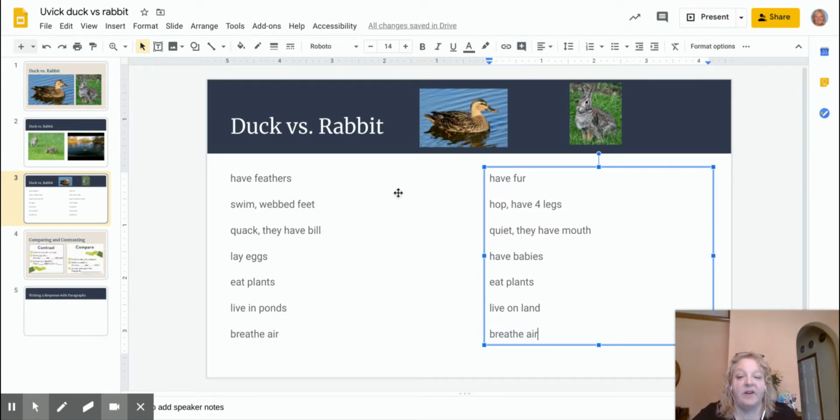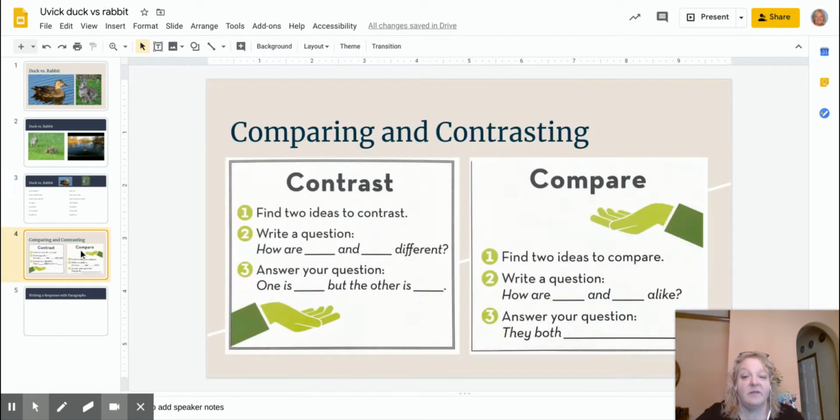So if we look at our characteristics of ducks and rabbits, we can see already that some are the same. They both eat plants. They both breathe air. Some are very different. Rabbits hop. Ducks swim. Ducks quack. Rabbits are quiet. So we've already identified some things that are the same and different just by looking at these. And what we've actually done is we have compared and contrasted.